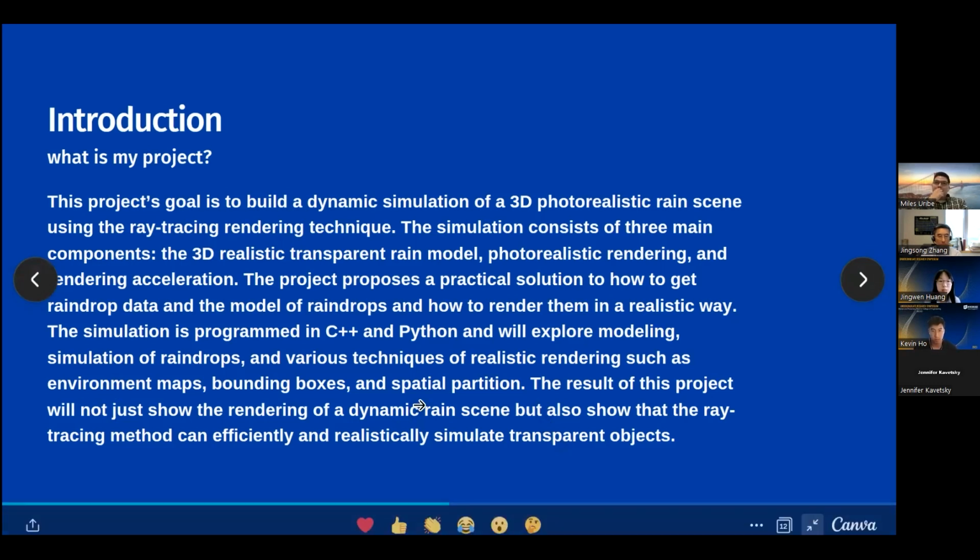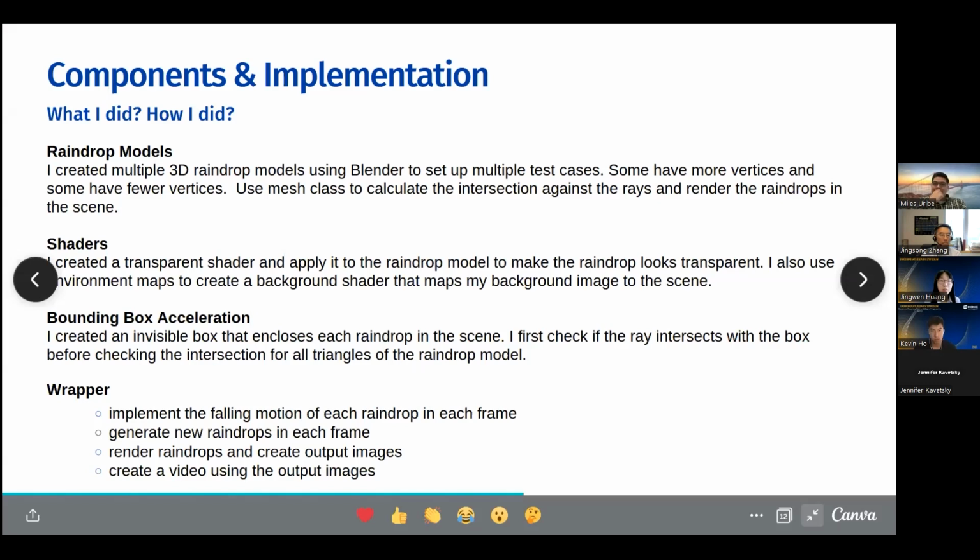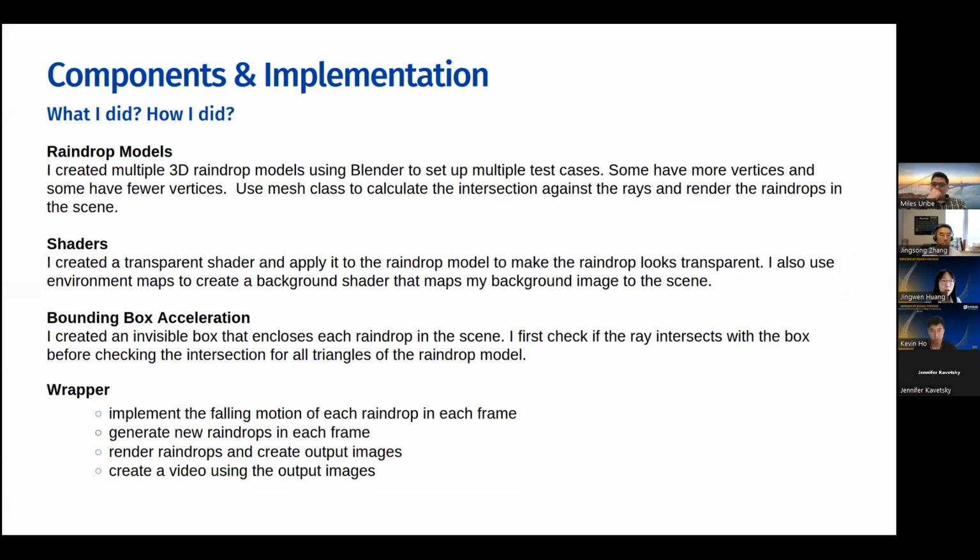So here's the component I have and how I implement that. For the raindrops, I created multiple 3D raindrop models using Blender to set up multiple test cases. Some have more vertices and some have fewer vertices. I use a class called mesh to calculate the intersection against the rays and render the raindrops in the scene. And I also have two shaders.